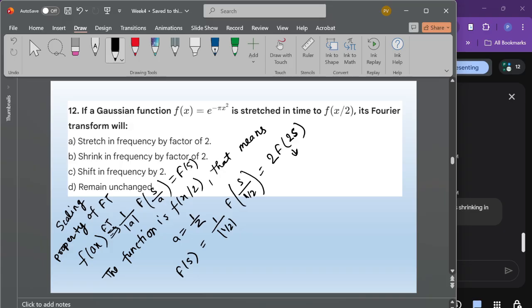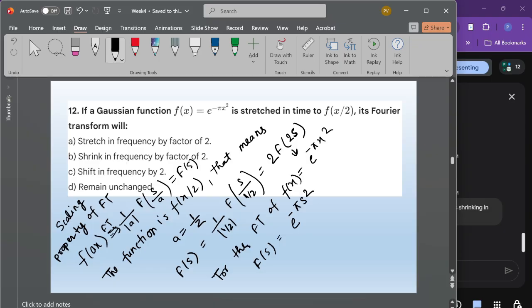For the Fourier transform, I'm writing FT as a shortcut, of the function. Here the function f of x is given as e to the power minus pi x square. Then the frequency domain representation of f of x will be e to the power minus pi s square.